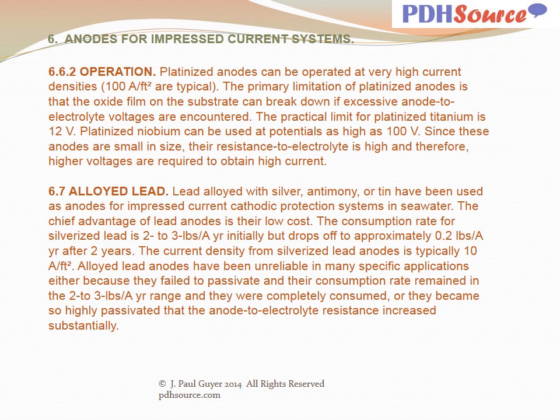Alloyed lead anodes have been unreliable in many specific applications, either because they failed to passivate and their consumption rate remained in the 2 to 3 pounds per ampere year range, and they were completely consumed, or they became so highly passivated that the anode to electrolyte resistance increased substantially.